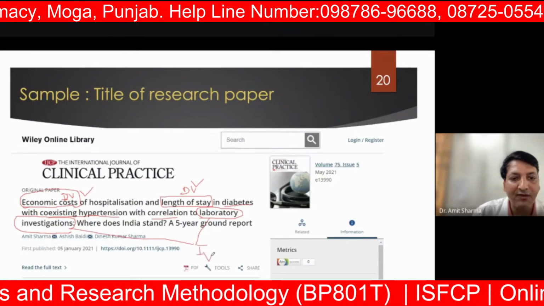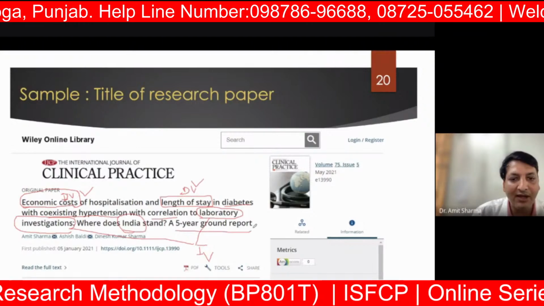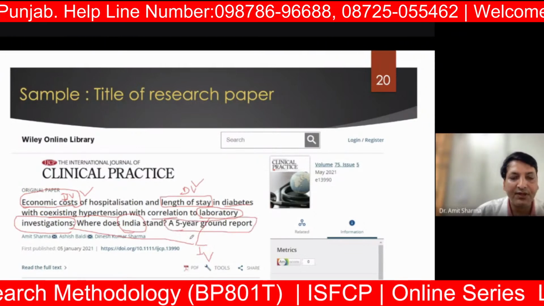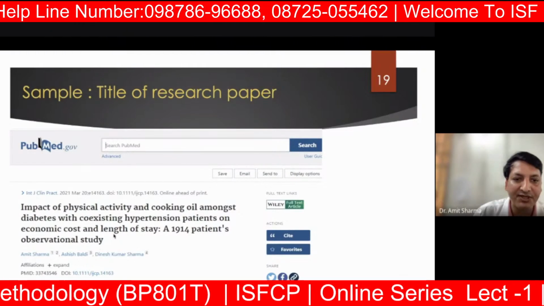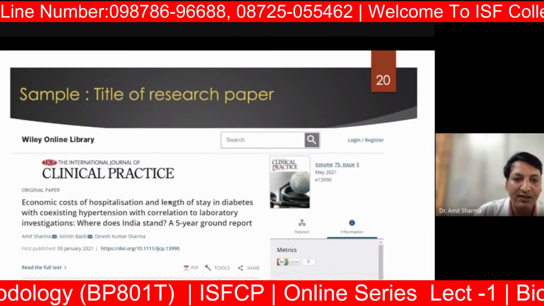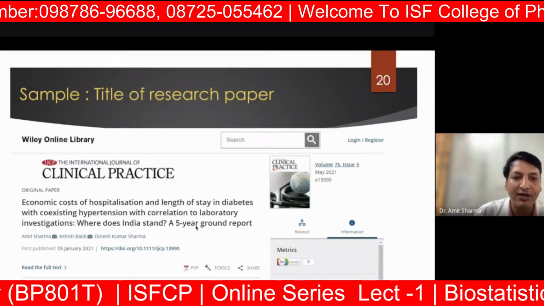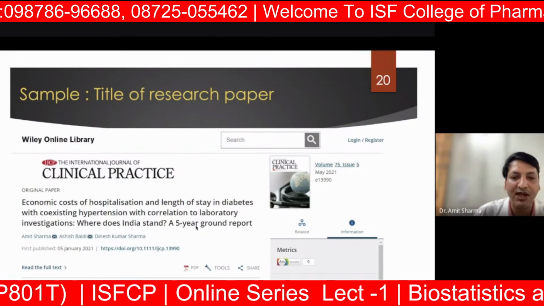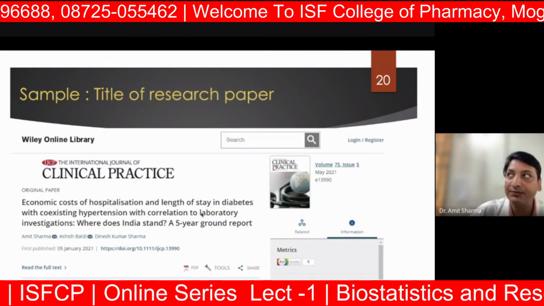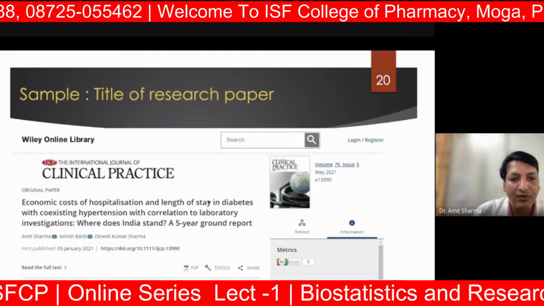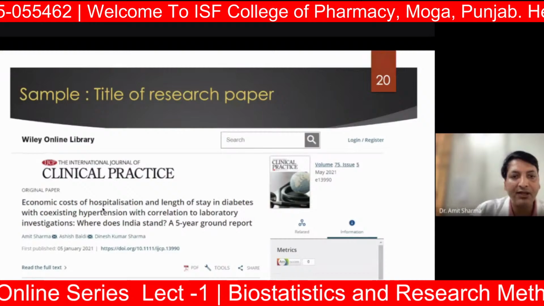Now you can see what I have added. I have added a country and I have added a duration. In the previous slide, I added a sample size and the type of research. But in this paper, I have added the name of the country and the study duration. The study was carried out for at least 5 years, a 5-year ground report. Clear? So all these things you have to remember, what you are adding in the title.